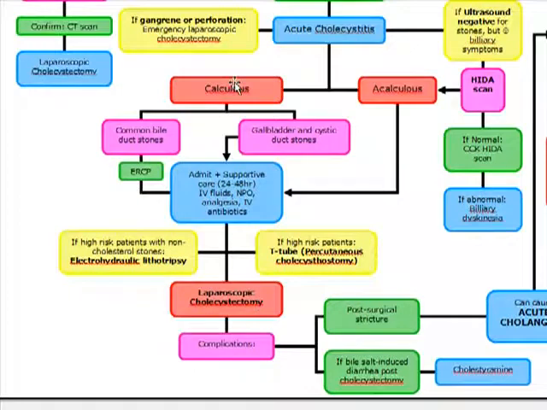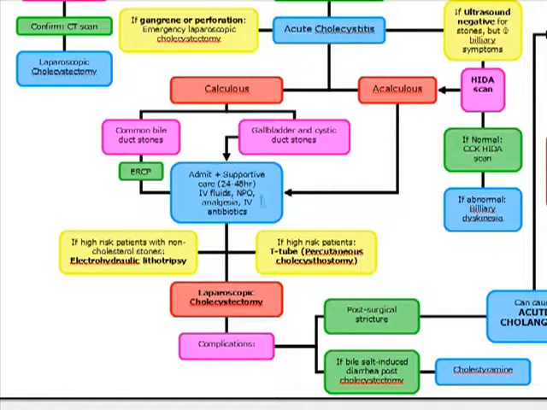Okay? So they got calculus stones or acalculus. After we admit them, we're going to put them NPO, we're going to do NG suction, we're going to do IV fluids, and we're going to give them antibiotics and analgesia. And we're going to wait about 6 to 12 weeks, and we're going to do a laparoscopic cholecystectomy. Remember, if there's acute cholecystitis and we see gangrene or perforation characterized by emphysematous cholecystitis or generalized peritonitis, anytime you see peritonitis, what do you have to do? You have to do an emergent laparoscopic cholecystectomy.